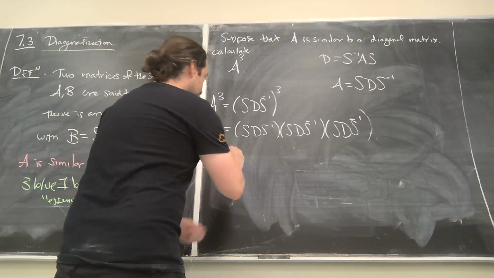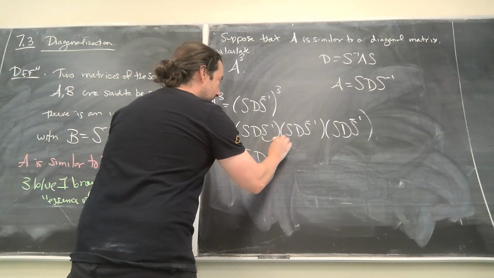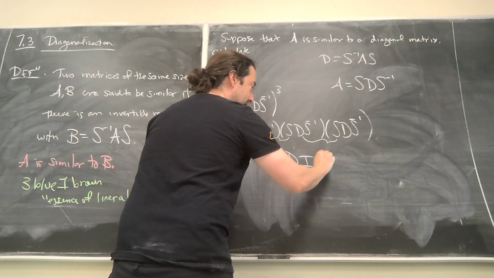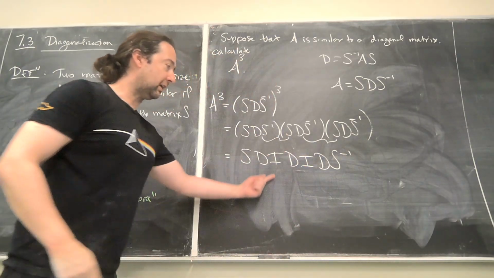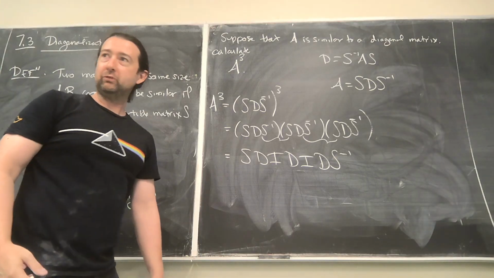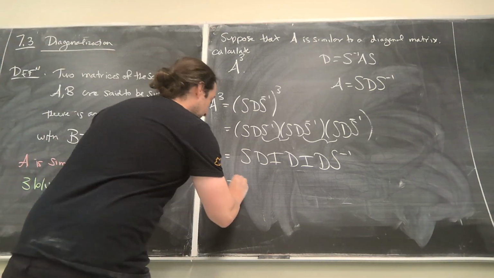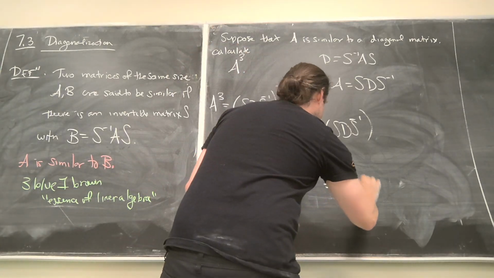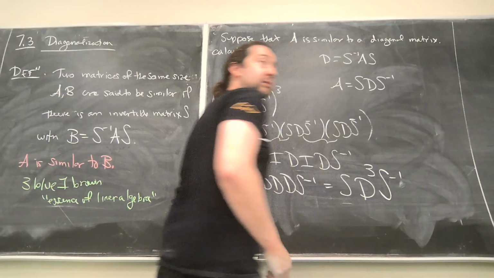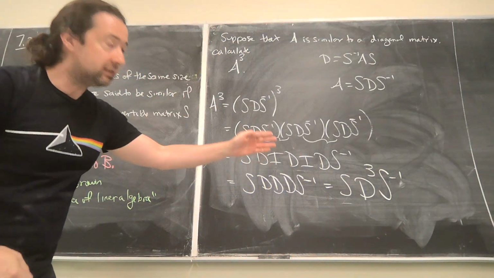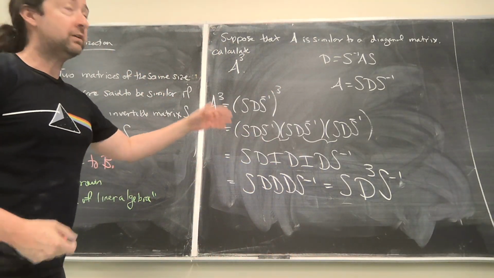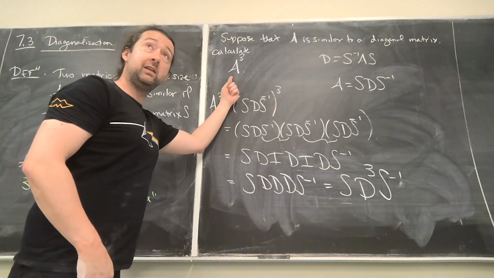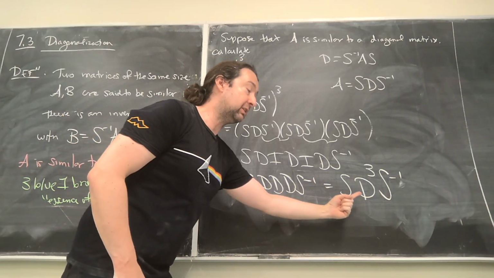So you could think about this as being S times D. These guys cancel into the identity. Then there's another D. These guys cancel into the identity. Then there's another D, and then there's an S inverse. But what does the identity matrix do to a matrix? It just leaves it alone. So we get S D D D S inverse, which is S D to the third S inverse. And diagonal matrices are easy to take powers of. If A was similar to a diagonal matrix, then powers of A can be computed by taking powers of a diagonal matrix.